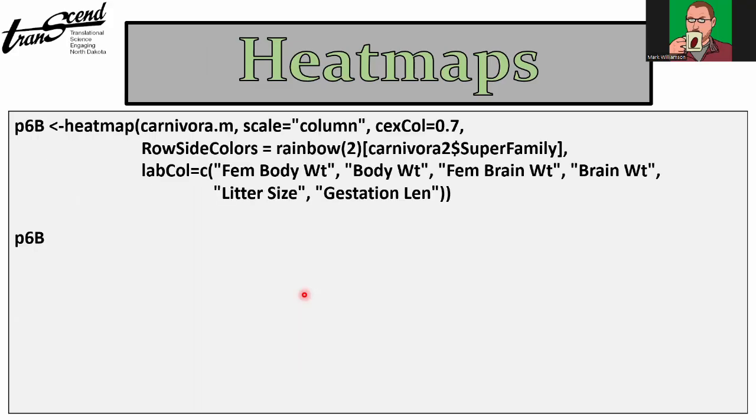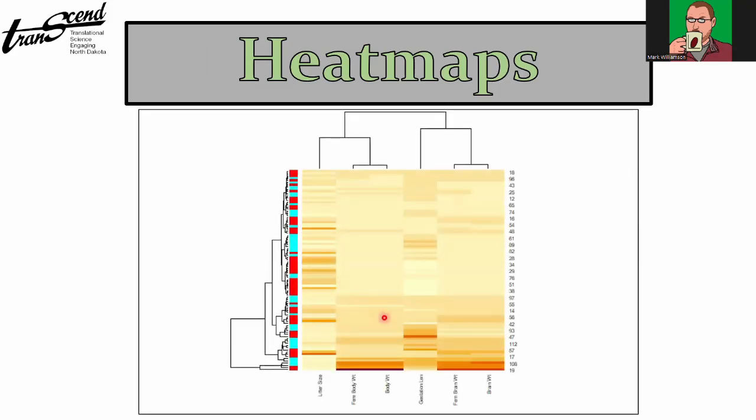And so then what I can do is use heatmap. So we'll do it the first way here. Very similar here, though there's only 2 superfamilies. So we're going to say carnivore$Superfamily. That's the row side colors, and since there's just 2, we do rainbow(2). And then I think the variables that we're using are abbreviated. So I'm going to make my own label columns: female body weight, female brain weight, litter size, and gestation length. And when we do this, we get this here.